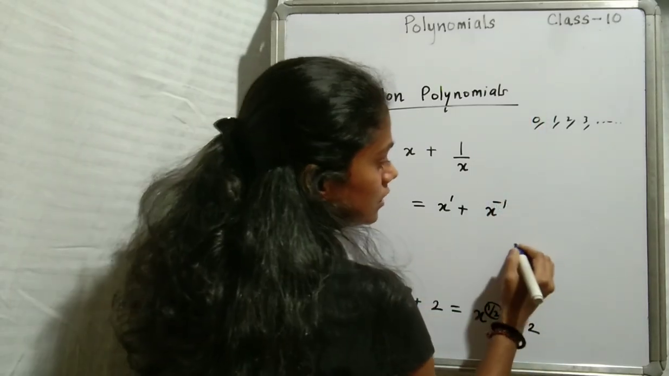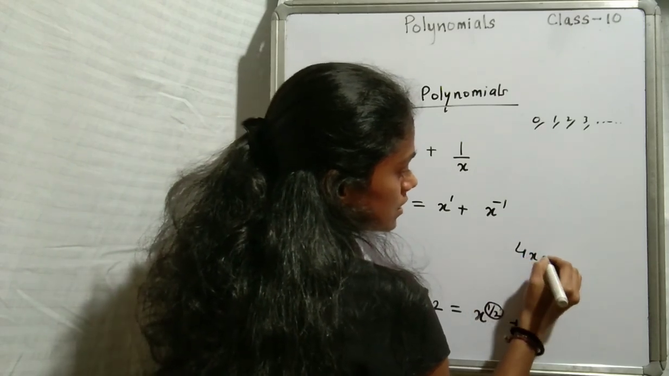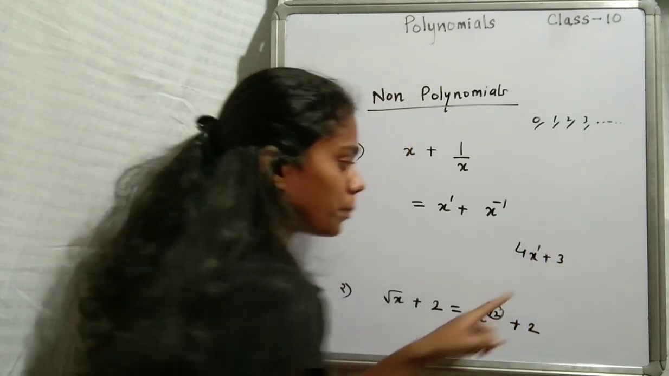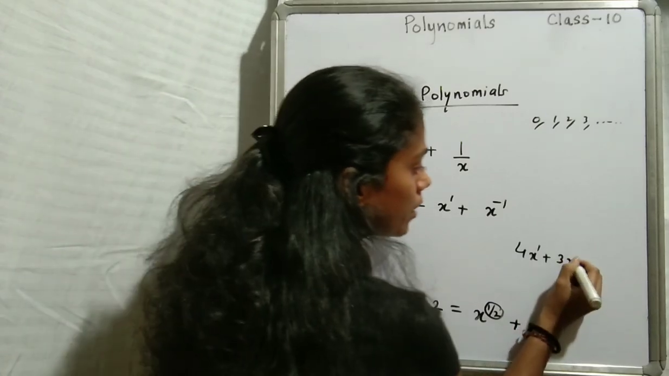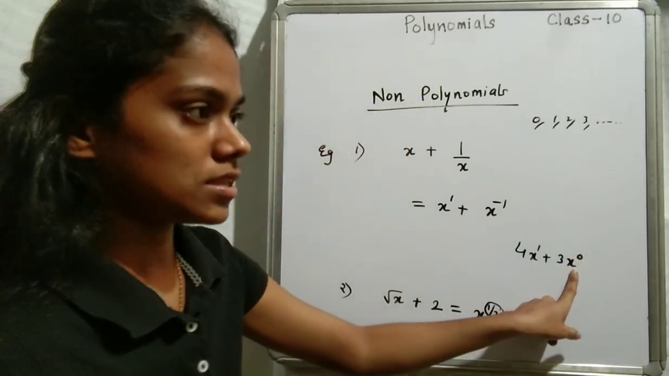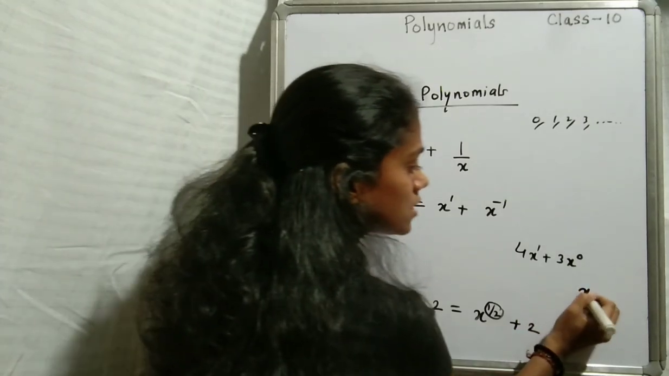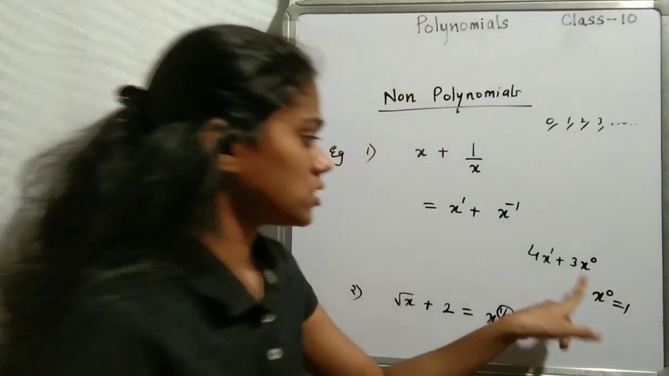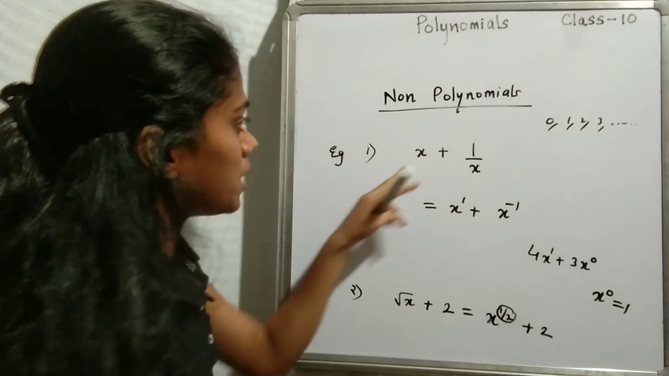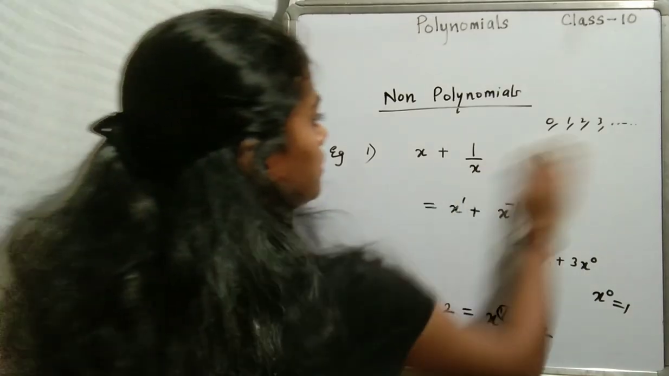We had seen earlier this example, 4x plus 3, the power is 1 and the power here is 0, right? This is not written because we know that x to the power 0 is 1, no? So this is mostly ignored. So these are two examples of non-polynomials.